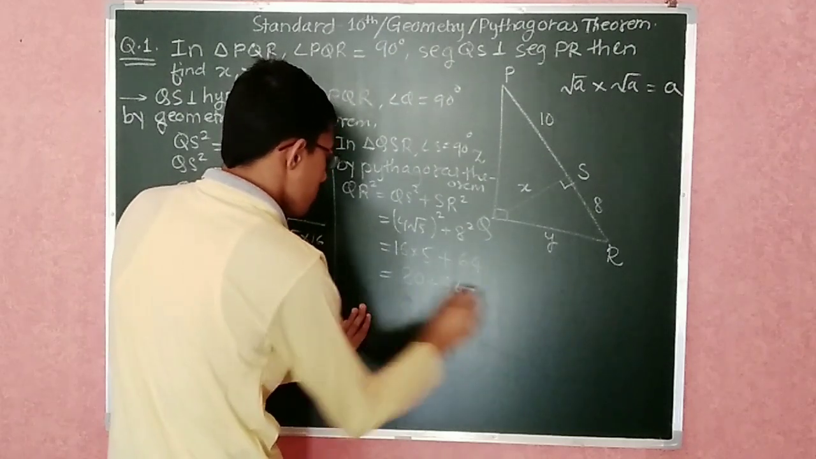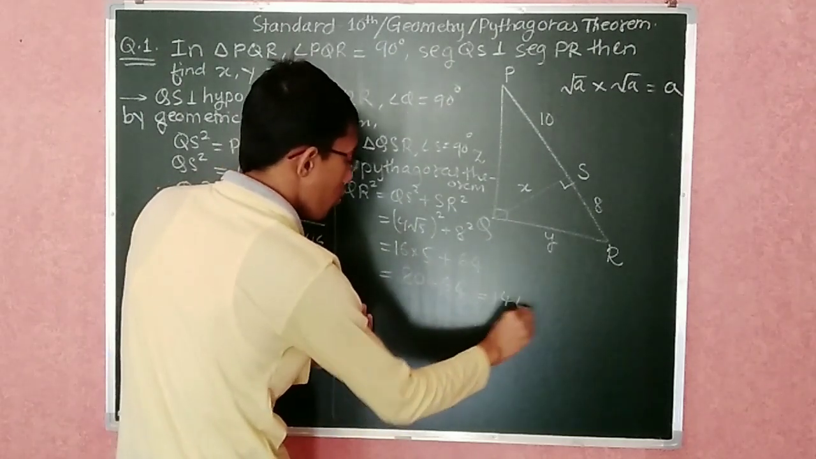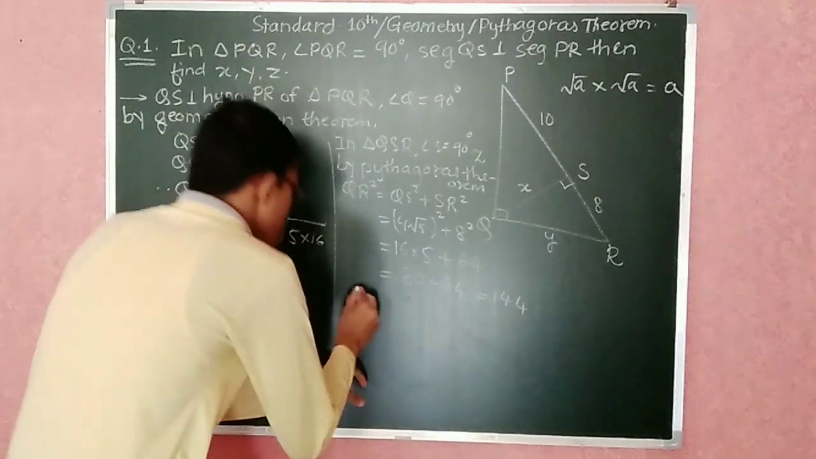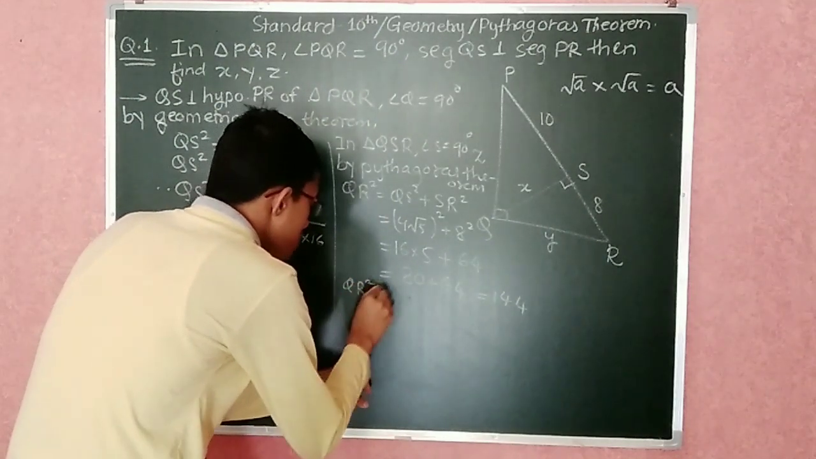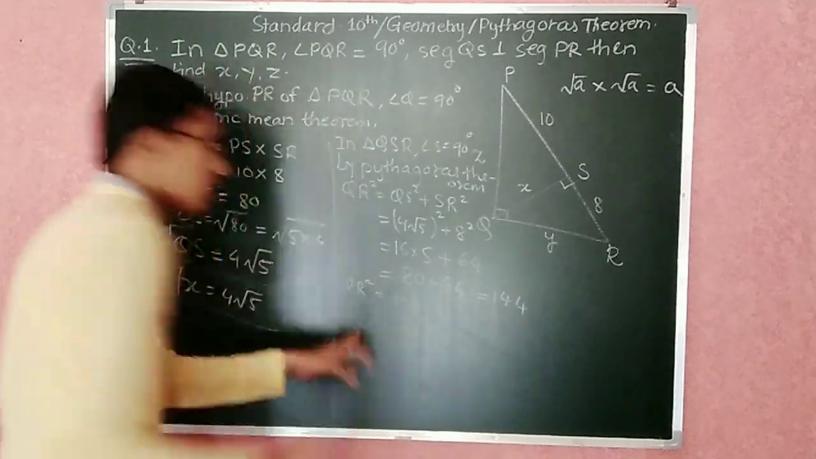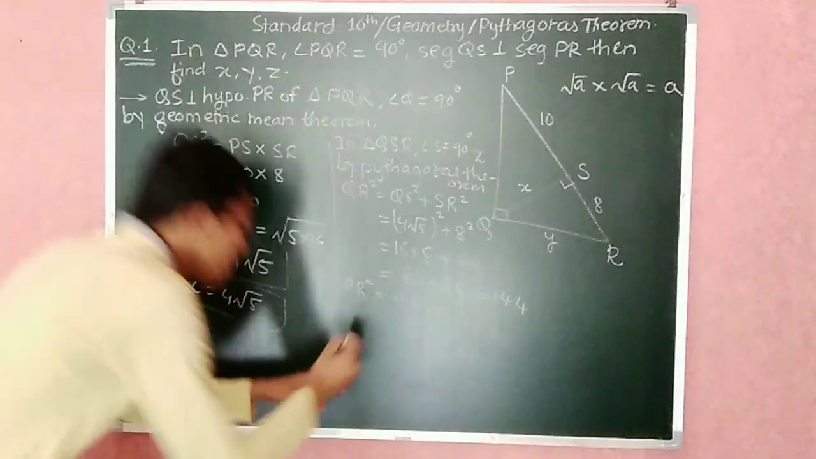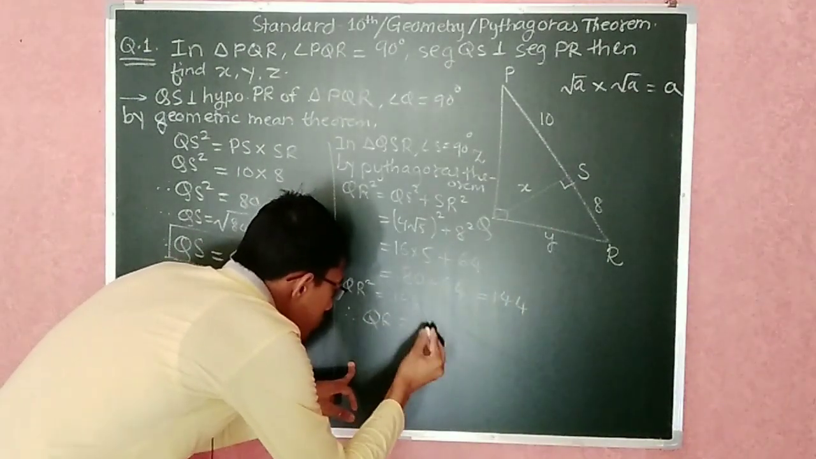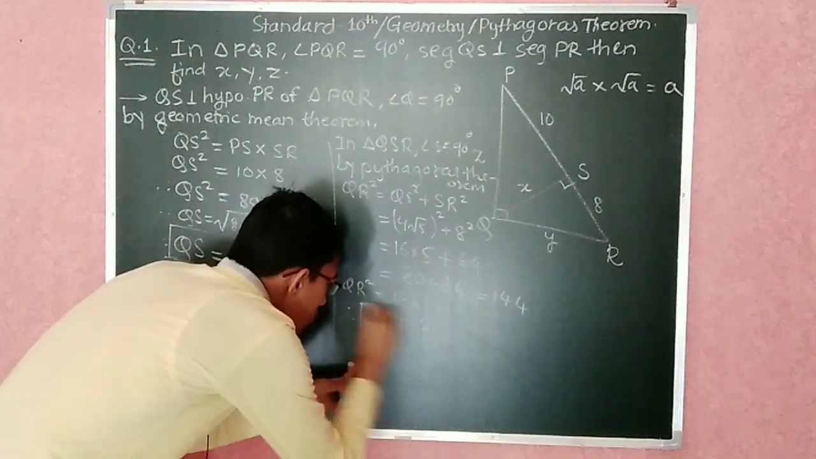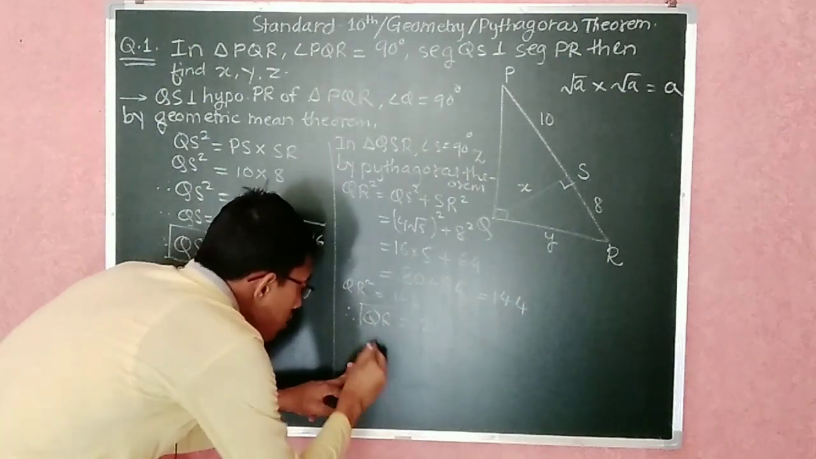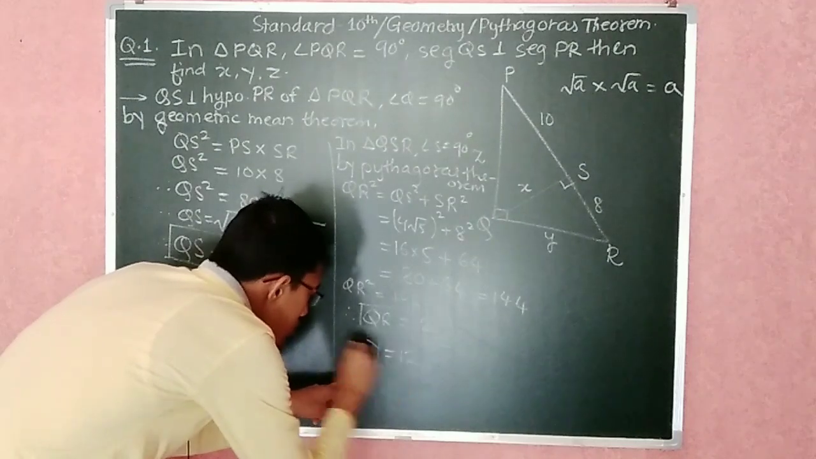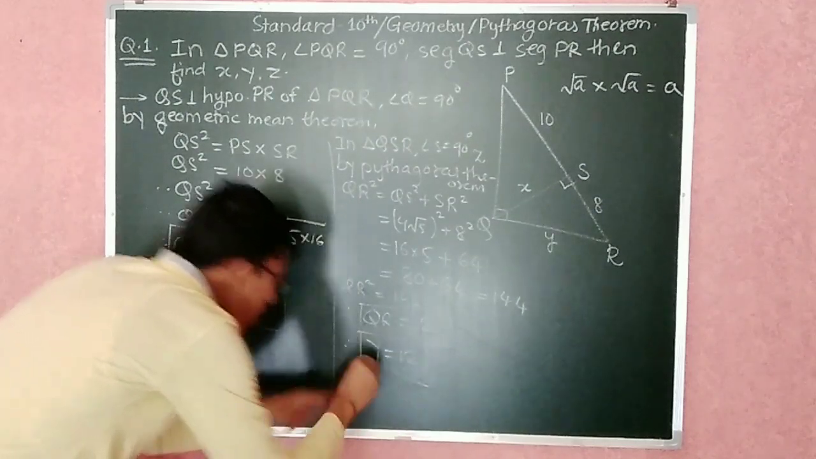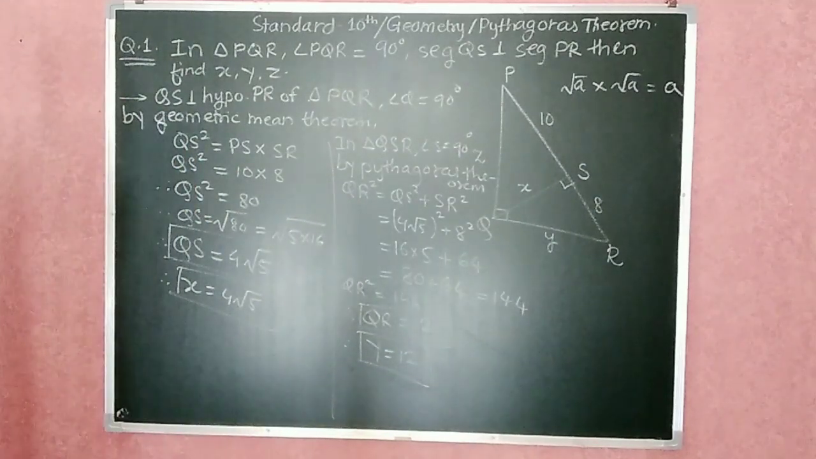Okay, that is nothing but 144. So QR square is equal to 144. Taking square root on both the sides, we will get therefore QR is equal to 12. What we have got? QR is equal to 12. That is Y is equal to 12. We have got the value of Y, that is 12.